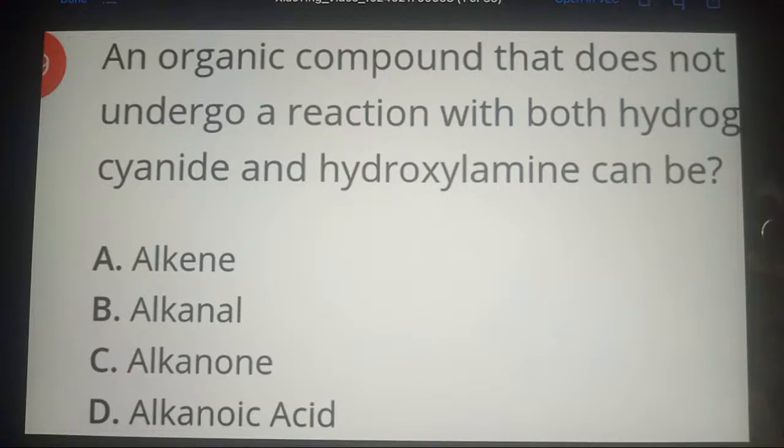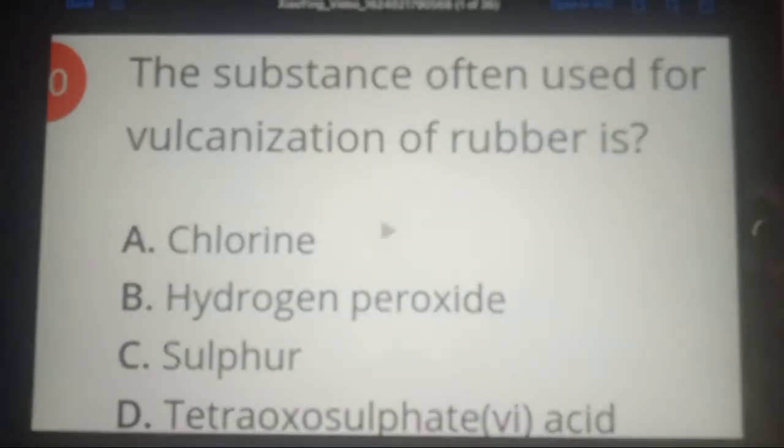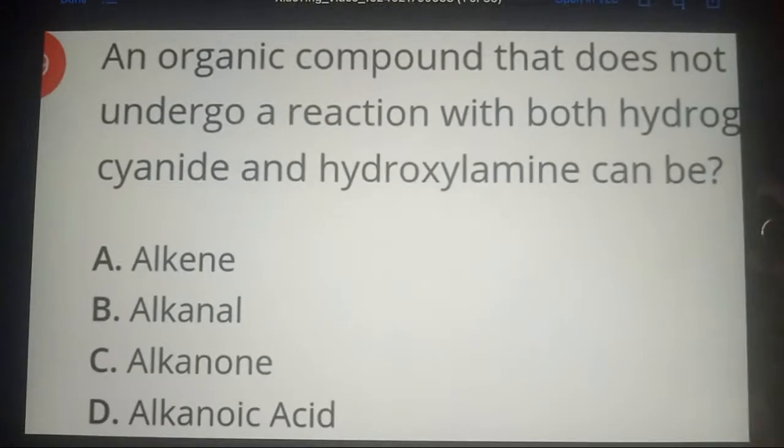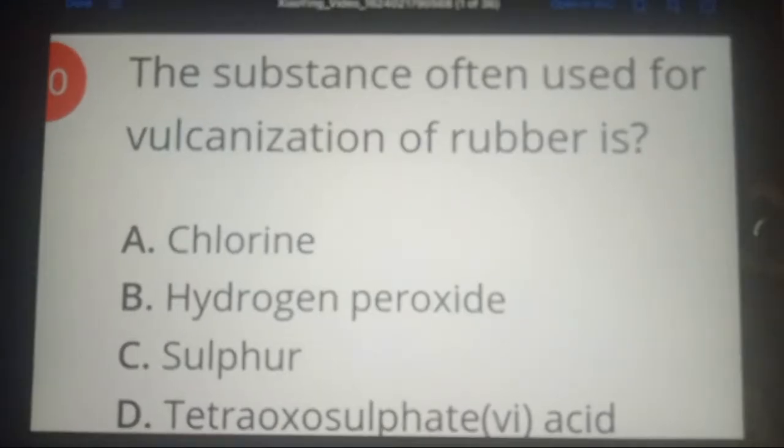Okay, an organic compound that does not undergo reaction with hydrogen. An organic compound that does not undergo reaction with both hydrogen cyanide and hydroxylamine can be alkene, alkane, alkanone, alkanoic acid. So we are talking about undergoing the reaction here.